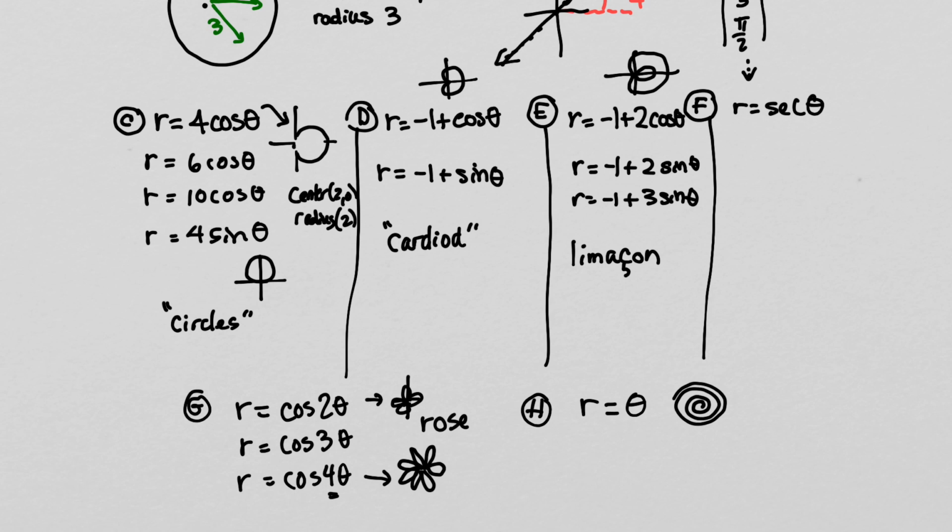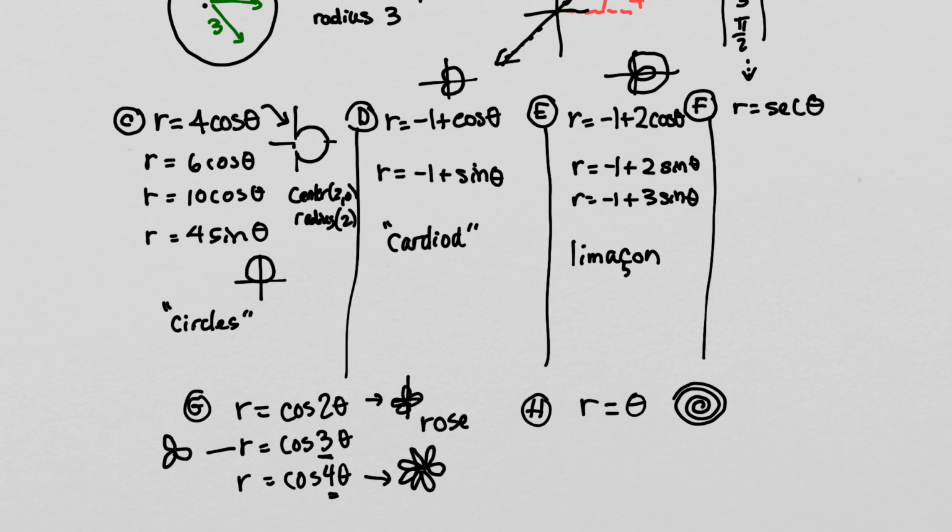What's interesting is if you put an odd number in there, it matches the number of petals. If you put a 5 in there, it gives you 5 petals. If you put a 7 in there, it gives you 7 petals. 3 in there gives you 3 petals. So when that number in there is odd, it actually matches the number of petals. It's really kind of interesting. So 5 gives you 5 petals, 3 gives you 3 petals.